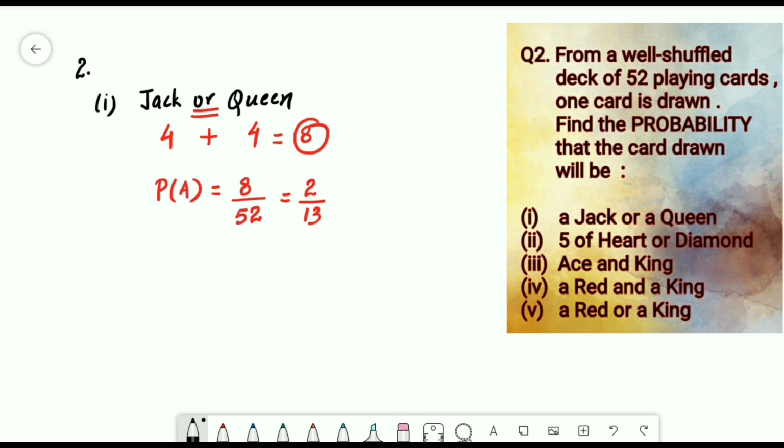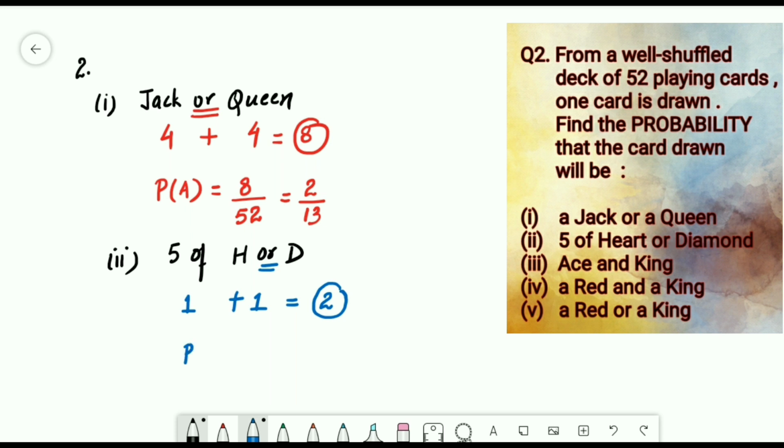The next part is 5 of heart or diamond. Okay, now we have only one such card of heart and one such card from diamond, like 5 of heart and 5 of diamond, and when we are using the word or, that means you have to add them. Now you have 2 as number of favorable cases, so probability of this event is equal to 2 divided by 52. So this will be 1 upon 26.